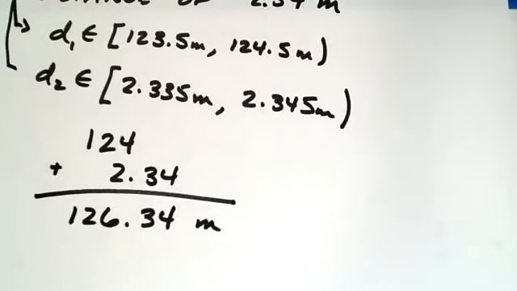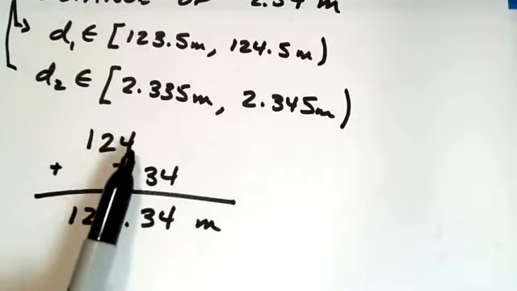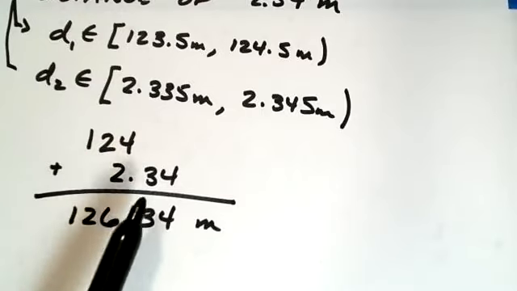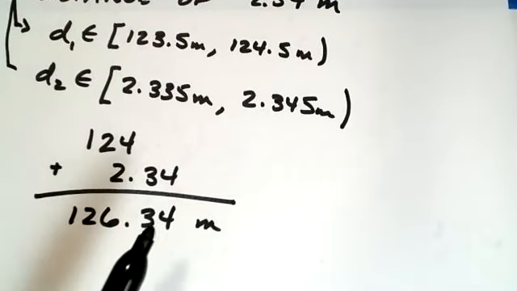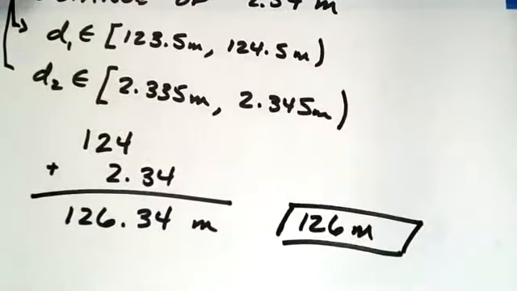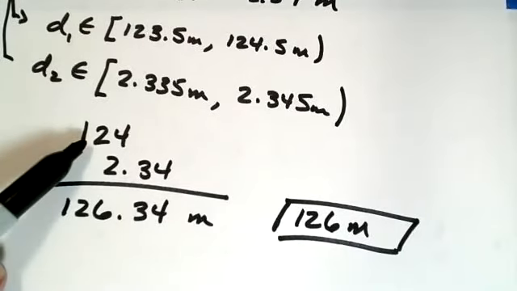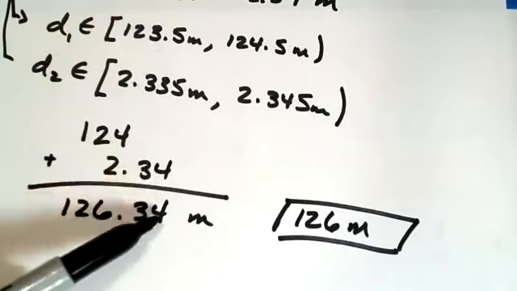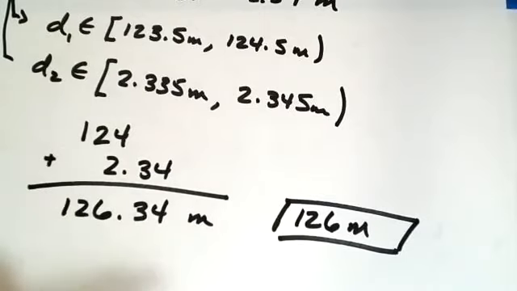So the rule for adding numbers that have measurement is to take the least accurate number, in this case 124, and its digit of significance controls the digit of significance of the addition. So this is the mathematical answer, but when we apply this significant digits rule, the actual answer will be 126 meters. Now it seems like we lost a whole bunch in here, and that is true. But because the distance of 124 has such a large range, these extra little bits really don't contribute very much. So 126 meters would be the recorded answer.